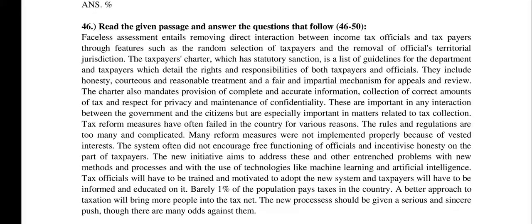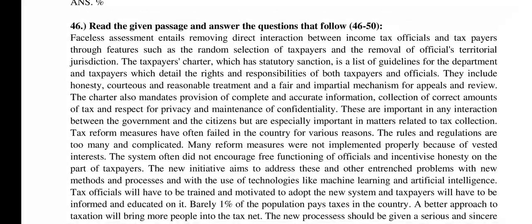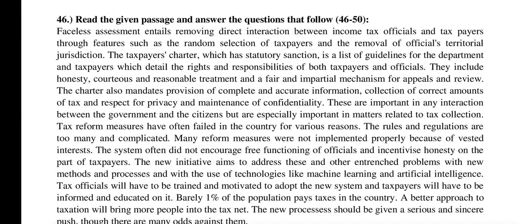Now we have got one passage, and after reading the passage we have to answer the questions. So this is simple. If you read the passage with focus and patience and perseverance, then it will be done and you will get 10 out of 10. So I will not do it.